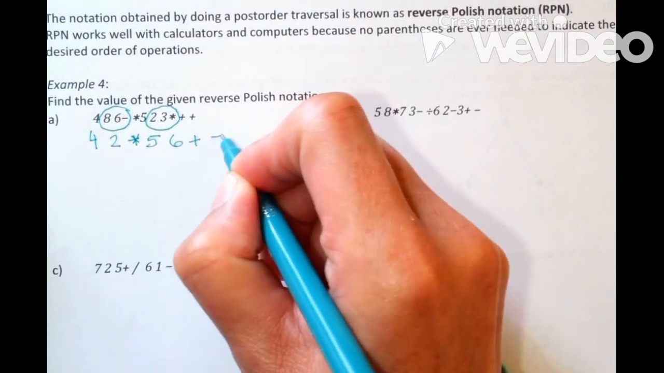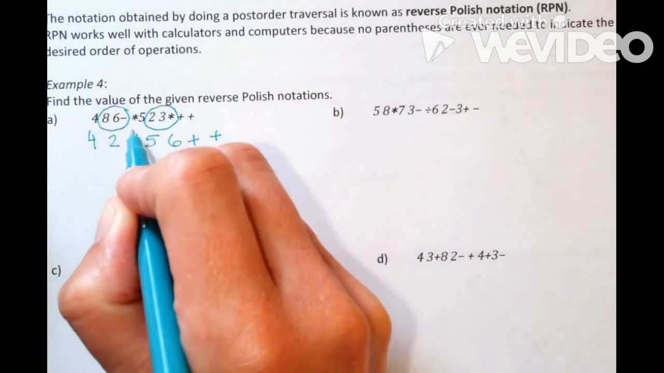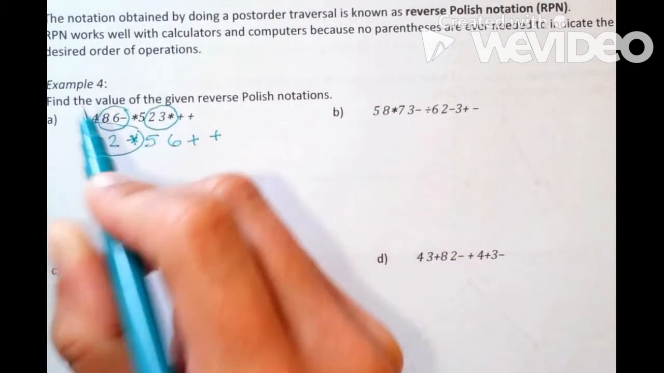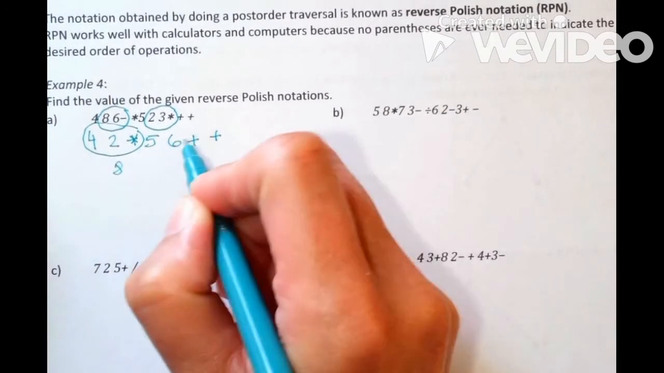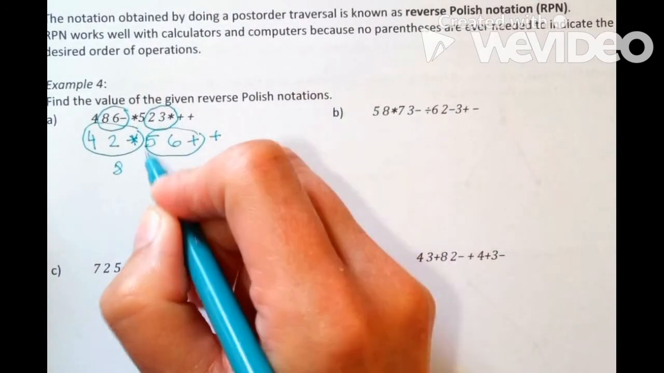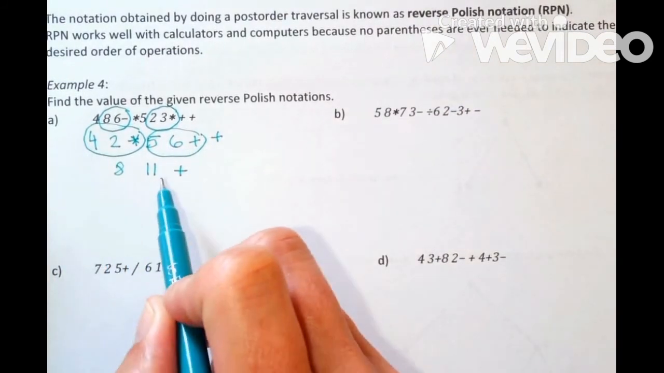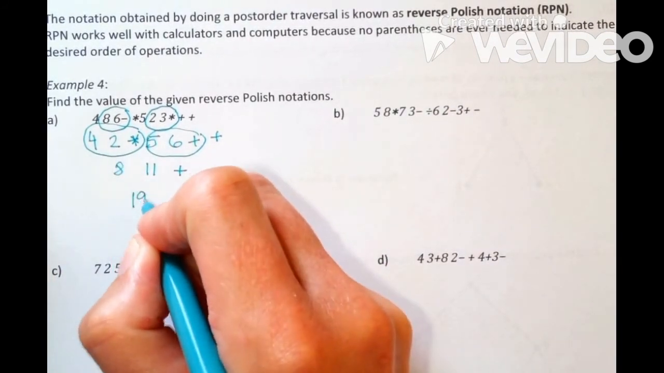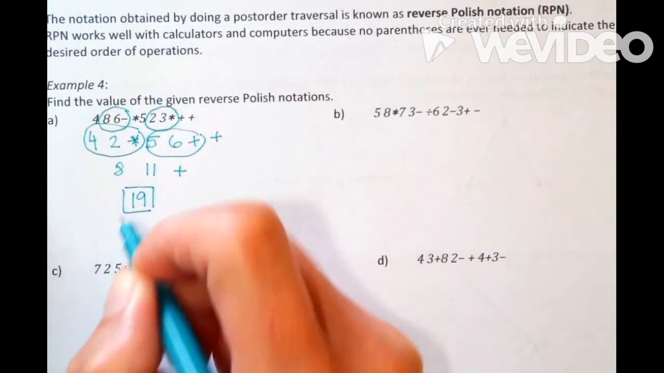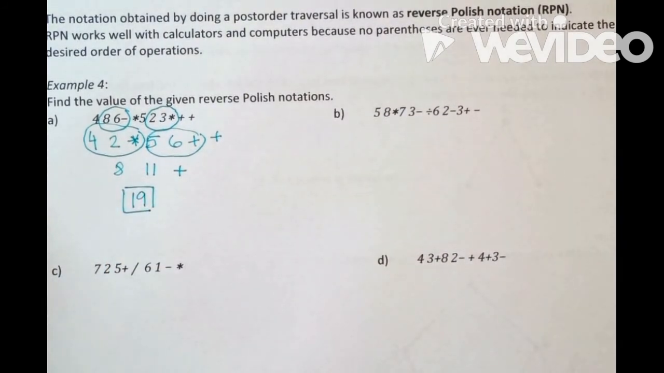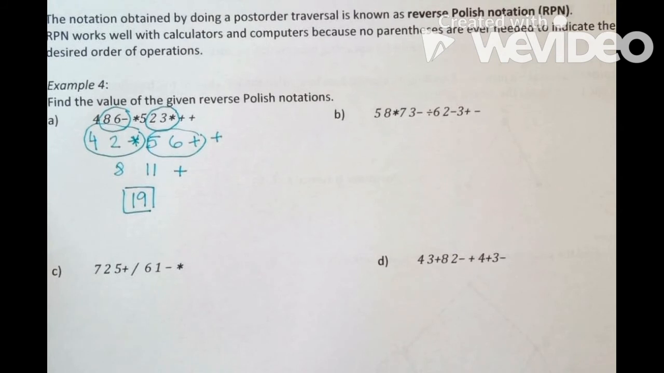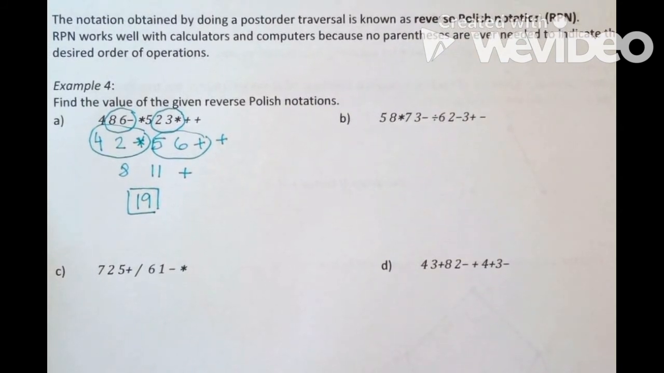And then plus, plus. The next two numbers, 4 and 2, which is times. So 8, 5, and 6. That's addition. That would be 11. And we're going to add. 8 plus 11 is 19. As you notice, this is exactly the same problem as we had prior with the binary tree.